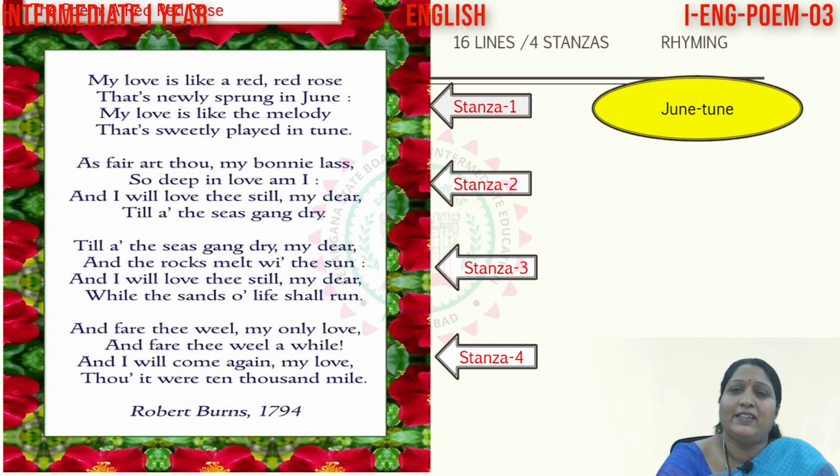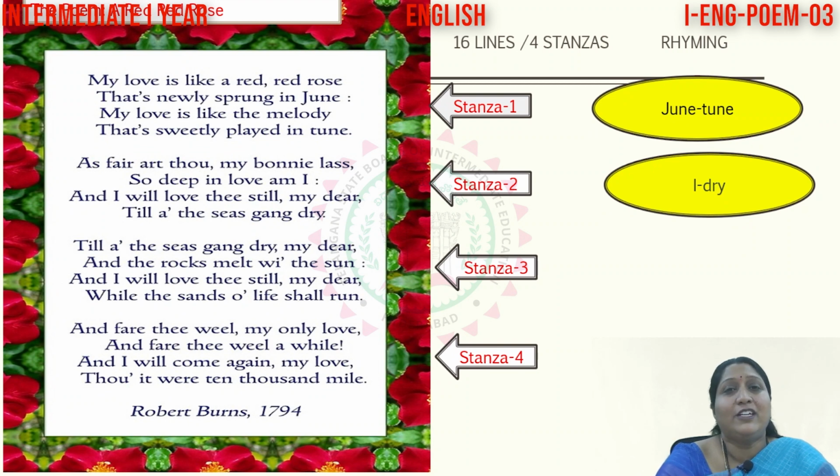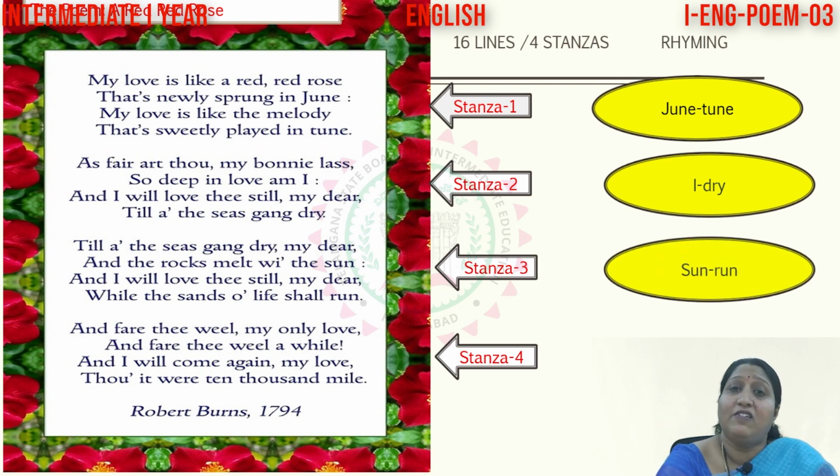Now, if you take a look at stanza 2, you can see that I in the second line of the stanza 2 is rhyming with dry. So, the rhyming words in the second stanza are I and dry. Now let's move on to the third stanza. In the third stanza, if you see, sun is rhyming with run. The second line has the last word as sun, and in the fourth line again, you have the last word as run. So these two words are rhyming with each other, that is sun and run.